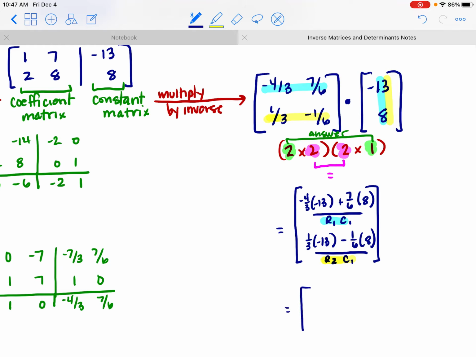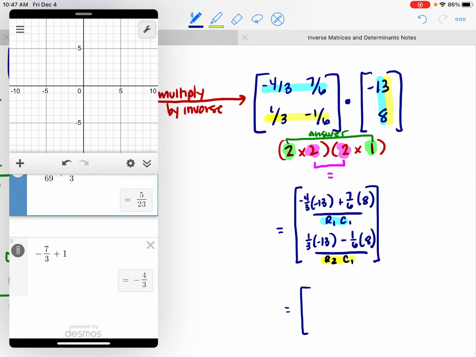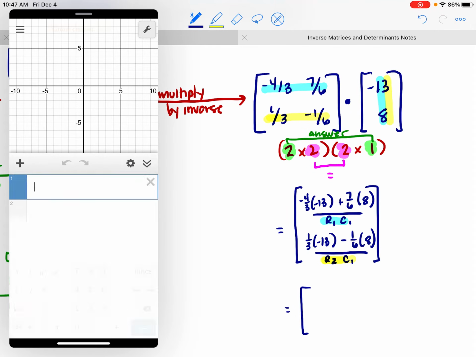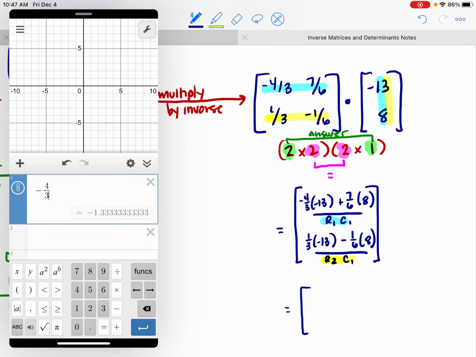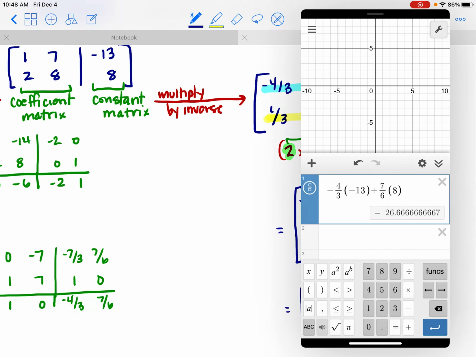Now let's just put this in the calculator and see what we get with this work. So we have negative 4 over 3 times negative 13, and we want to add 7 over 6 times 8. All right, so that's what I ended up with here.